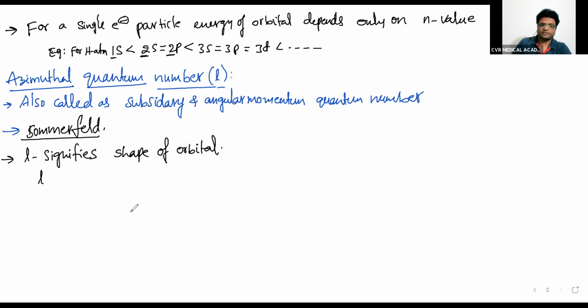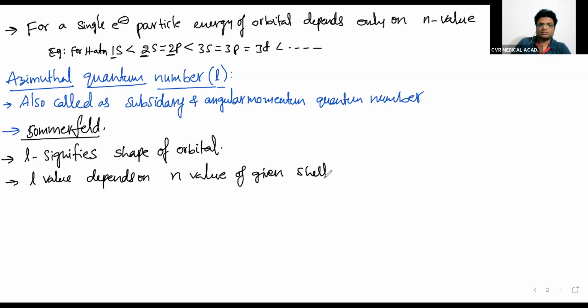How, sir? Let me first write the values of L, and then we'll write the shapes. The L value depends on the n value of the given shell. In general, L is equal to 0, 1, 2, and so on up to n minus 1. This is how the L value depends on n. That means if n is equal to 1, the only possible L value is 0, since the maximum value is n minus 1.